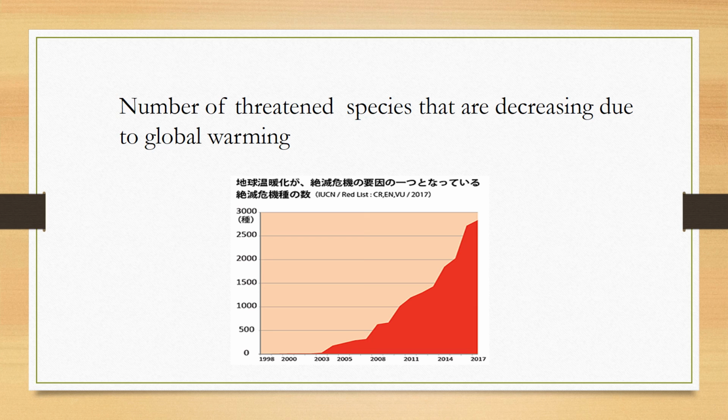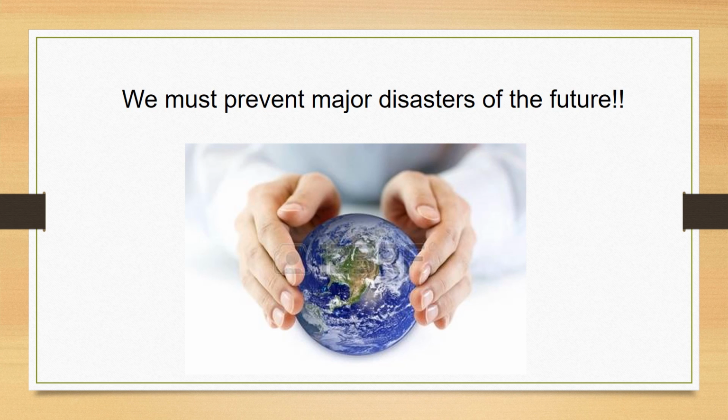As shown in the slide figure, it is now one of the factors of endangered species, and there are many threatened species. We should take this situation more seriously now. We need to implement these solutions to prevent future disasters and biological extinction in the future.